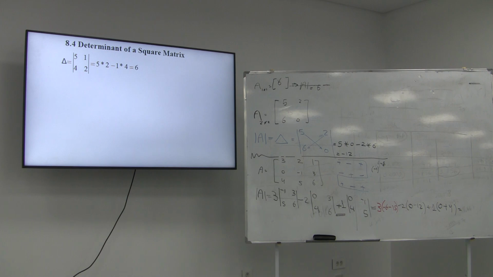To get the determinant for a 3 by 3, it's not that difficult because I just explained it, but it's not that difficult. I will try it once more. The steps are okay?